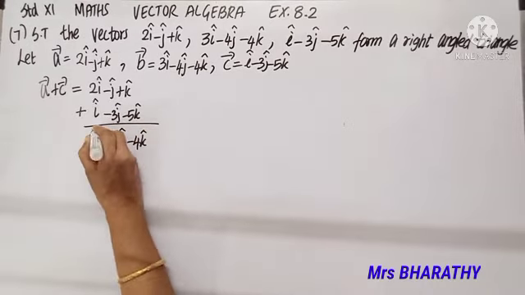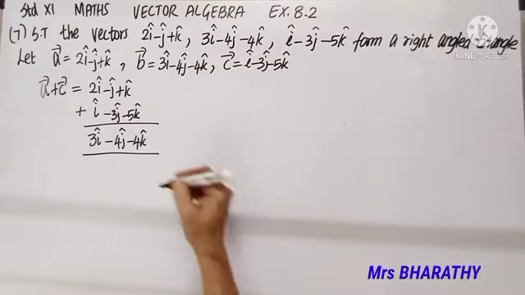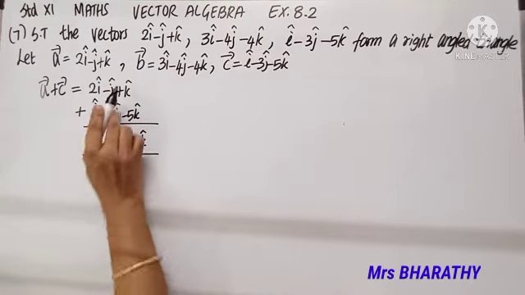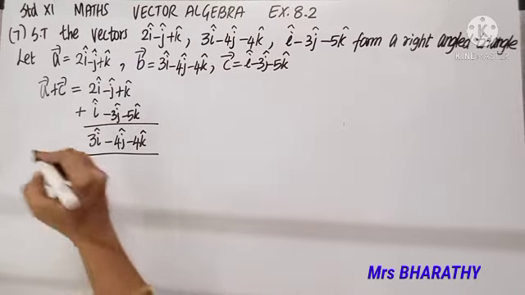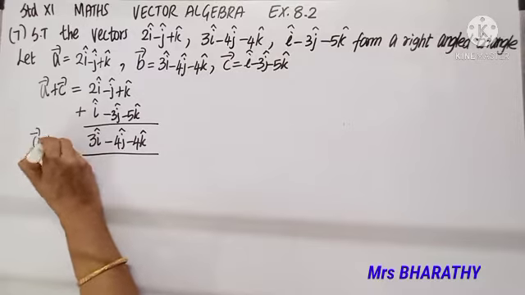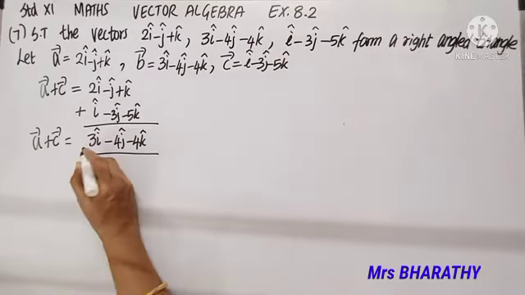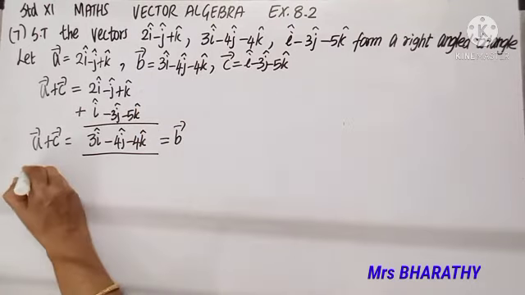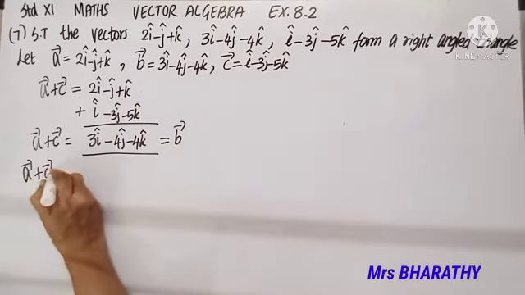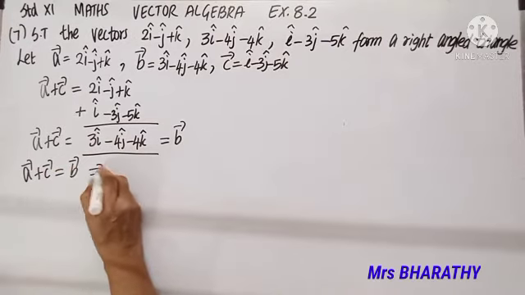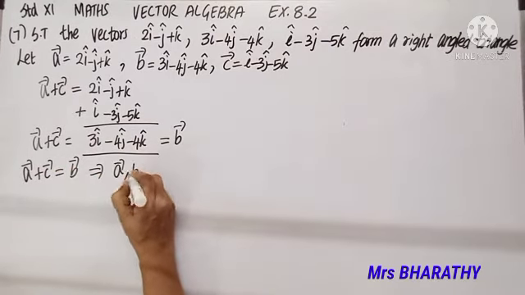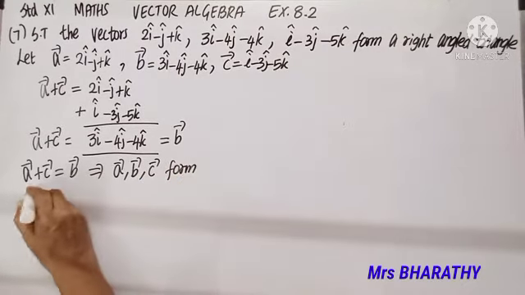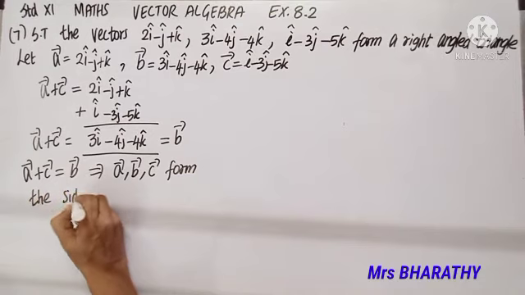So here we are learning how to add the two vectors. We add i's together, j's together, k's together. This is A vector plus C vector. And this answer is nothing but B vector. So whenever A plus C gives us B, it represents the sides of the triangle. So A, B, C form the sides of the triangle.